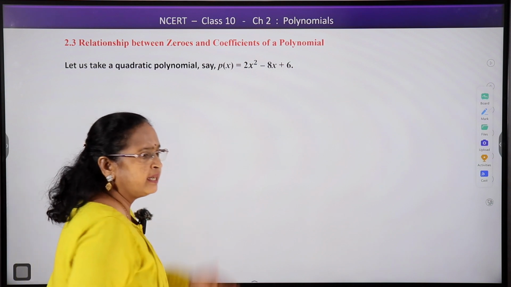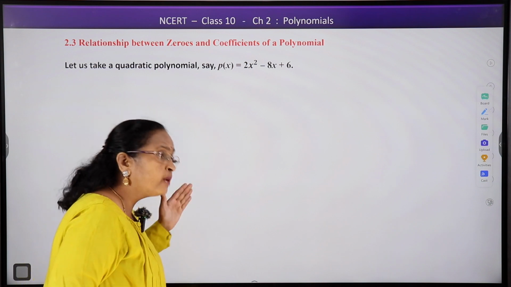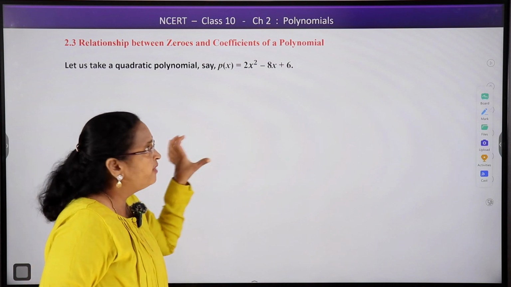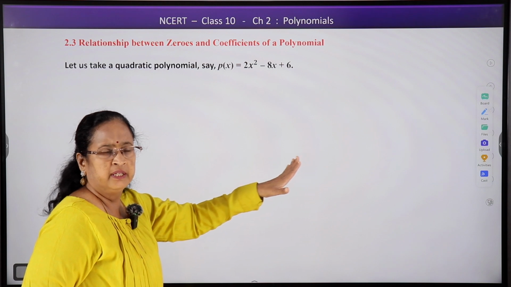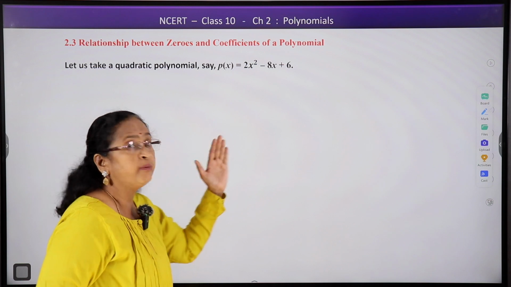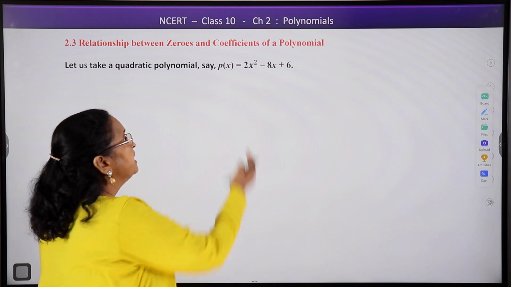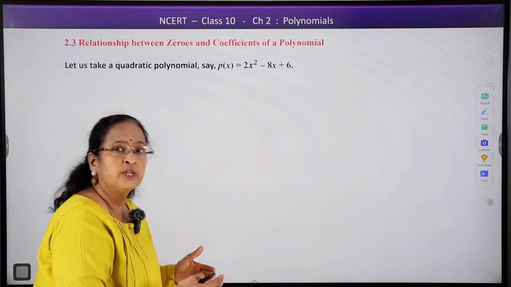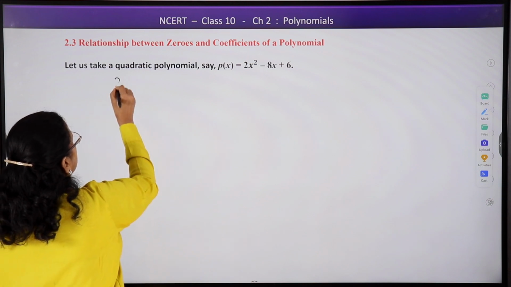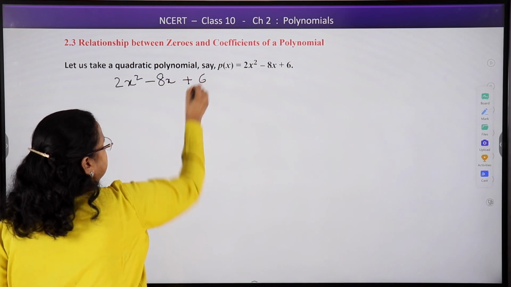Now for the quadratic equation zeros, we need to solve for x and equate it to 0. So we get two values of x, we equate that to 0. In the last video we had done a linear polynomial where we had equated it to 0. So we find the zeros of the polynomial by equating it to 0 and solving. Alright, so let us do that. 2x square minus 8x plus 6.